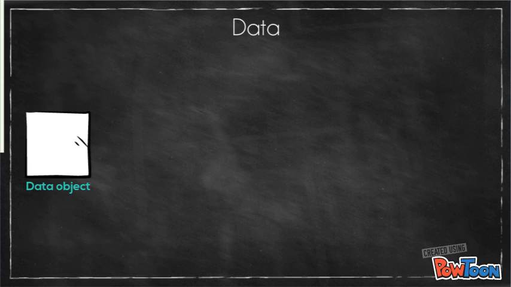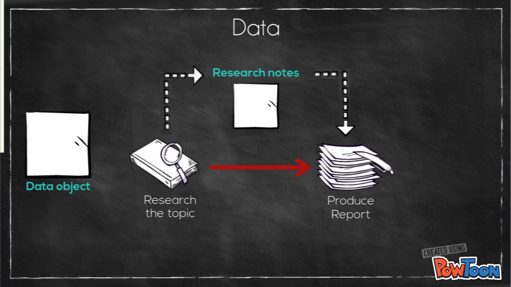Data object represents the data that is required for the task to execute, or the data that is produced during or as a result of executing the task.